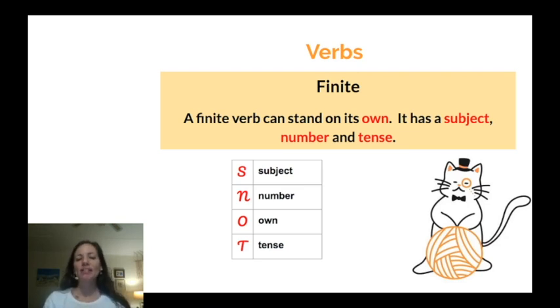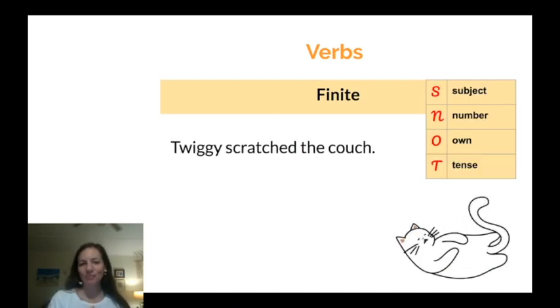The verb must hold number, so I should be able to tell singular or plural. And it should tell me the tense in which it occurs for that verb to be finite and therefore the main verb of the sentence. The test that I use is SNOT. So subject, number, own, and tense. And so we're going to be using SNOT in every situation.